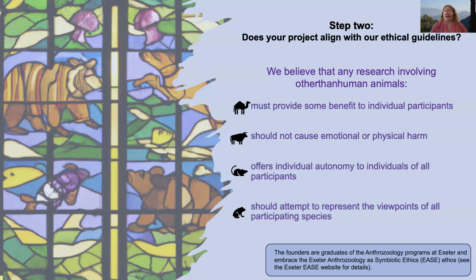The next step to writing your great abstract is to make sure your project fits the ethos of the conference organizers. The AIP conference founders align with the concept of symbiotic ethics. This means that we believe any research should offer some benefit to individual participants, regardless of their species. We believe that research should not cause emotional, mental, or physical harm to participants, and that research should offer autonomy to individual participants representing all species, and should attempt to fairly represent their individual viewpoints. If you'd like more information on symbiotic ethics, reach out to any of the AIP conference team via the email on our website.